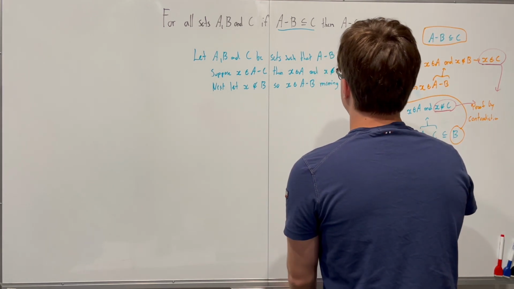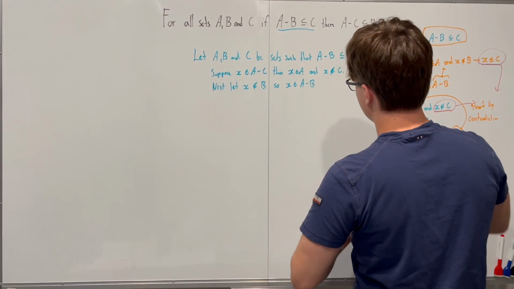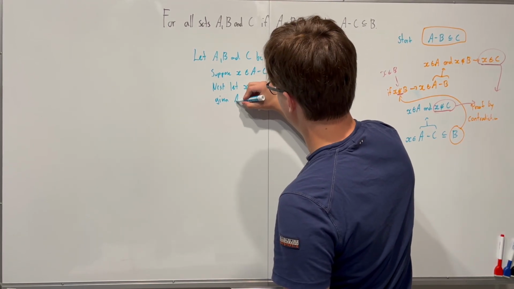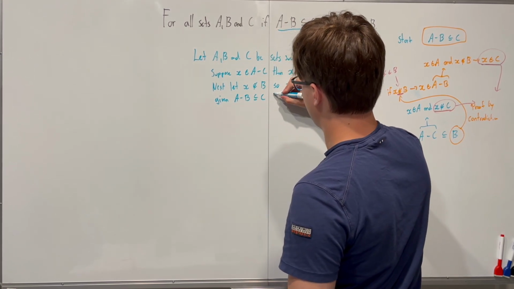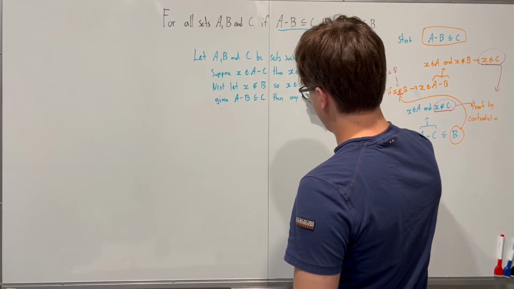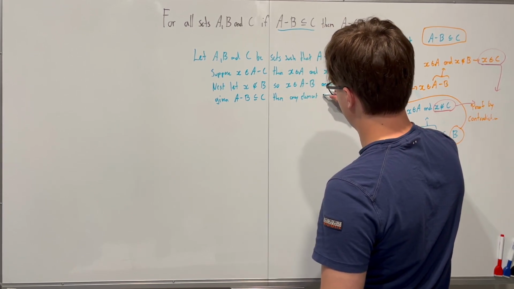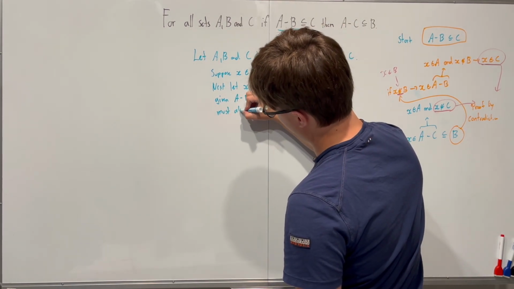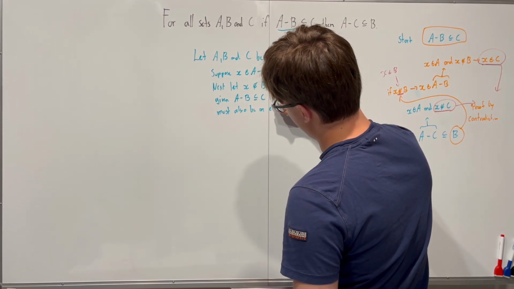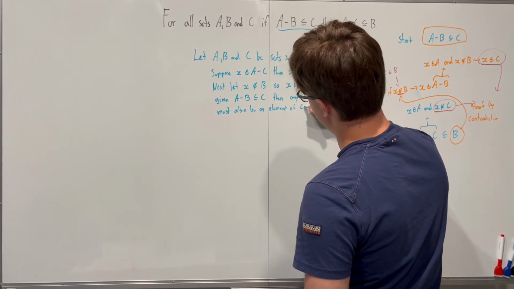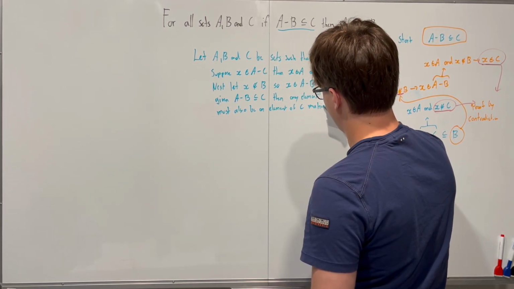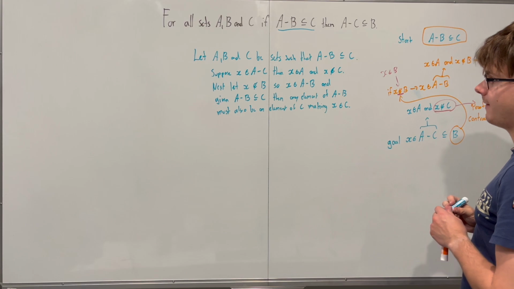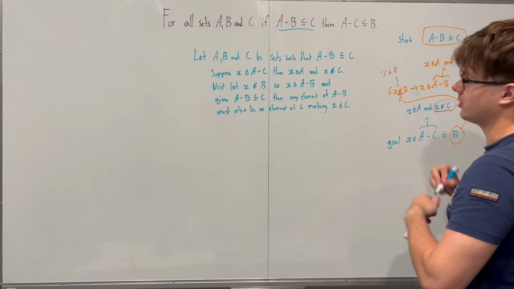And then we can say, given A minus B is a subset of C, then any element of A minus B must also be an element of C, making x an element of C. Fantastic. And then we have our contradiction.